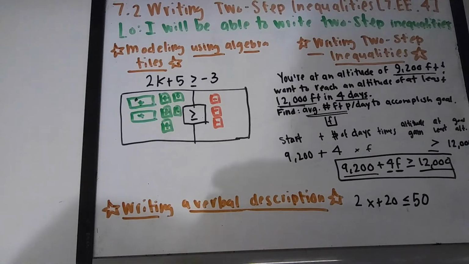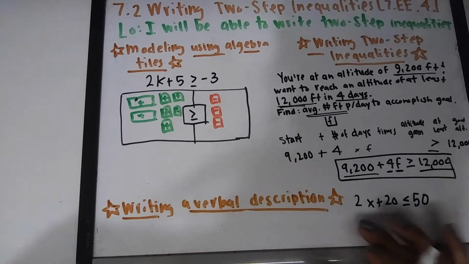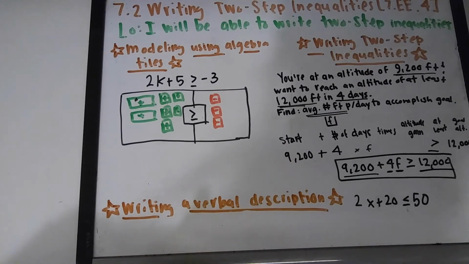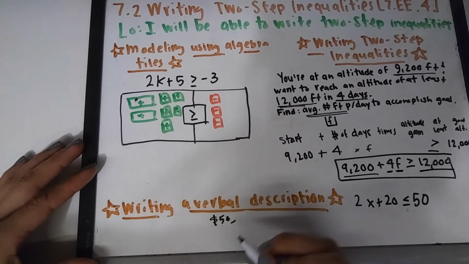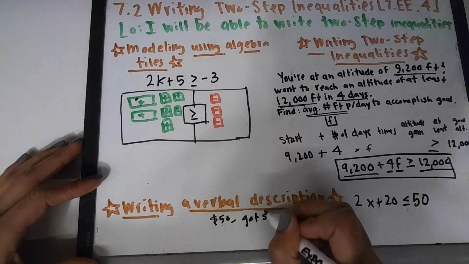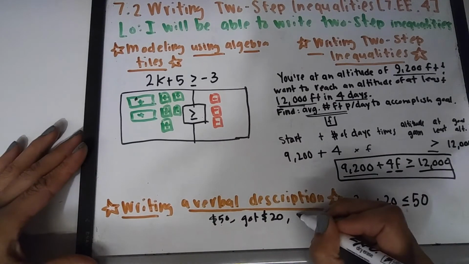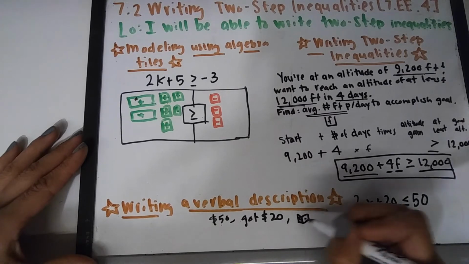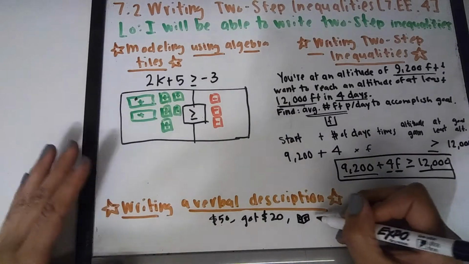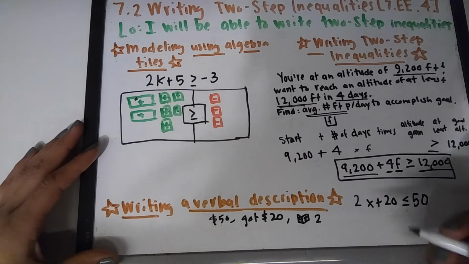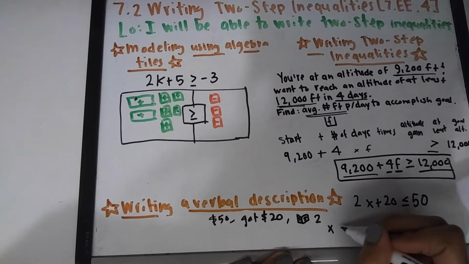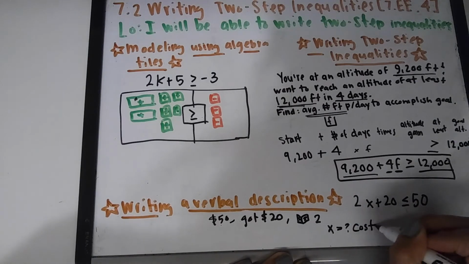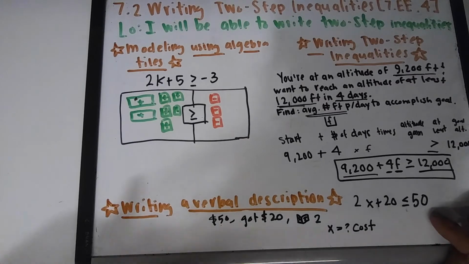Okay, so for writing a verbal description for an inequality given, I'm going to give an example. So we have 2x plus 20 is less than or equal to 50. So for instance, we can say that you have $50, okay, and you go to the store and you got something that was $20, okay, but then you see books, and you want to buy 2 books of those. So the question will be, what will be the maximum cost of each of those books, so that you don't spend over 50, because you only have 50. So either you're going to spend 50 or less.